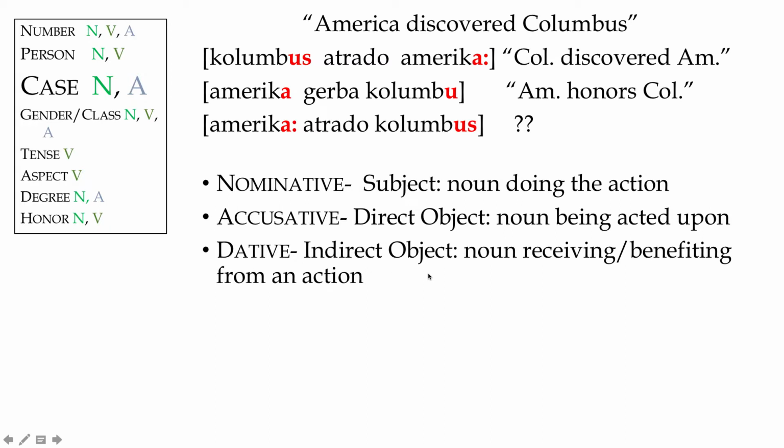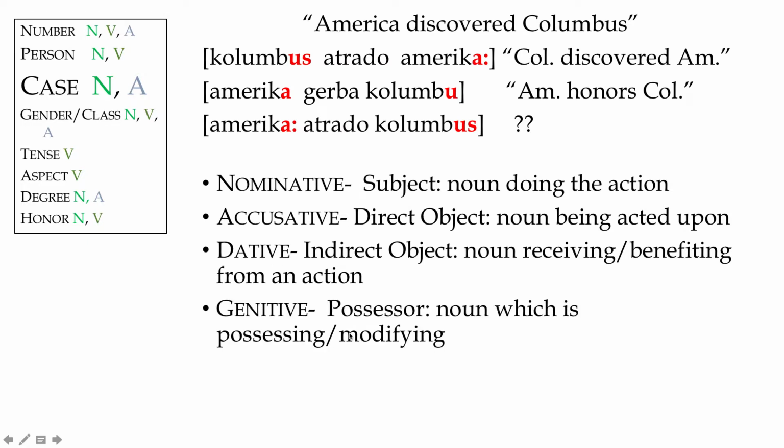Dative case is used for indirect objects. When a noun is receiving or benefiting from an action. This would be like the him in I gave him a book. A book would be the direct object, the thing being acted upon directly, but the him, I gave him a book, would be the indirect object. It's the party who's receiving or benefiting from an action. In dative, this comes from the Latin word to give, date, and so you actually see this in Russian too, datelny padezh. So this would be the dative case.